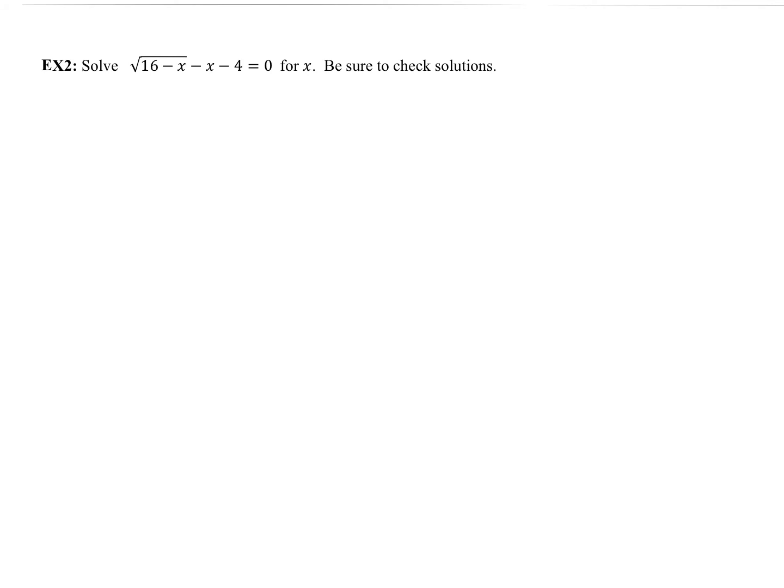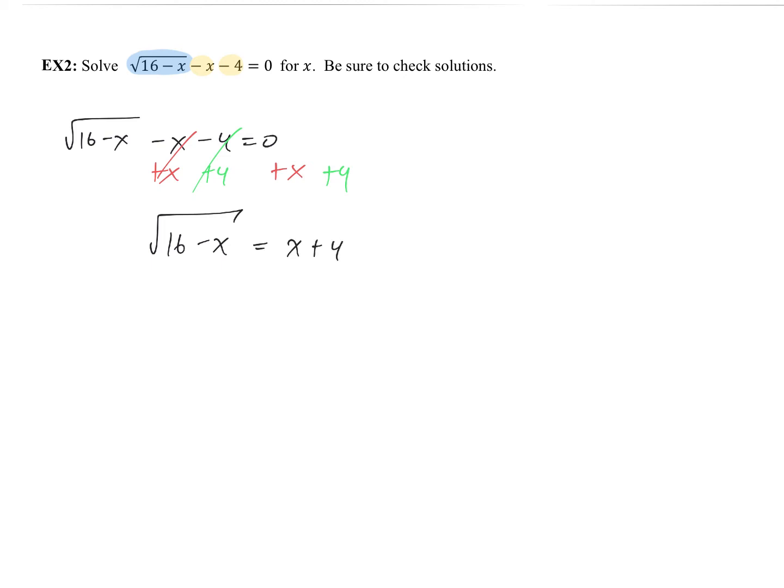So it's a radical problem. My goal, once again, first step is to get the radical isolated, which it is not. We need to get it by itself. So anything that is not in the radical will move to the other side. So these two things. Square root of 16 minus x minus 4 equals 0. Go ahead and get both of them to the other side. So square root of 16 minus x equals x plus 4. So now it's by itself.